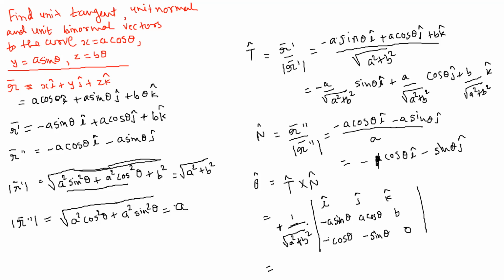Ma'am, did we take the a common from the third row? From the third row, a is already cancelled, Shruti. A is already cancelled, you see. Okay, ma'am.